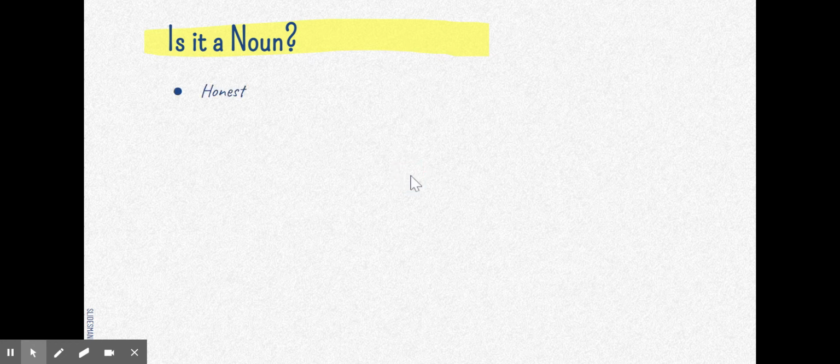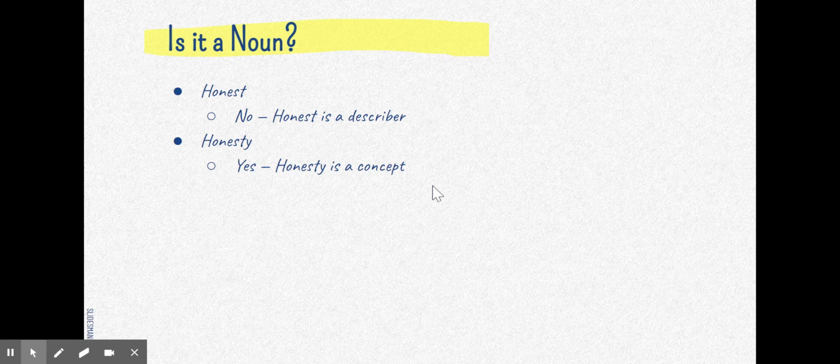So first we have honest. And honest is not a noun. So honest should be in the not noun side because honest is a describing word. You would use it to describe a person. It is not a person, place, or thing. Honesty, on the other hand, is a noun. Honesty is a thing, a concept. So that's yes, a noun.